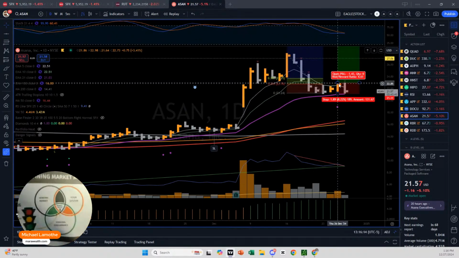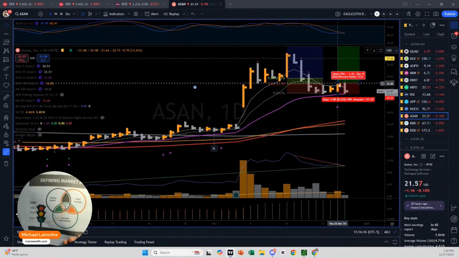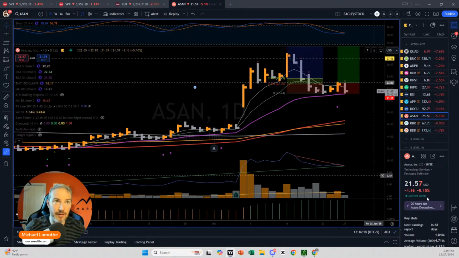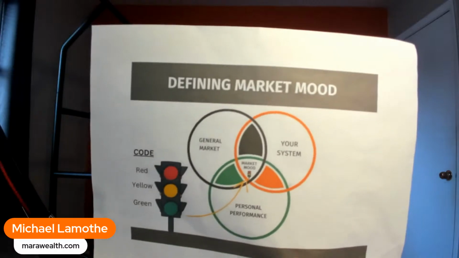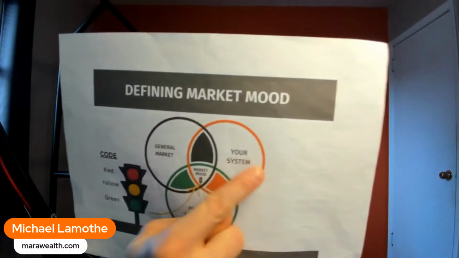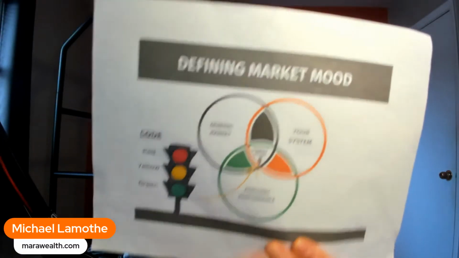All of it falls within this. Right? Well, let's make this screen a little bit bigger here. All of it falls within this: general market, your system, and personal performance. When you're looking at the market through those three lenses, that's what's going to help you figure out, well, how big should I size? How small should I size?